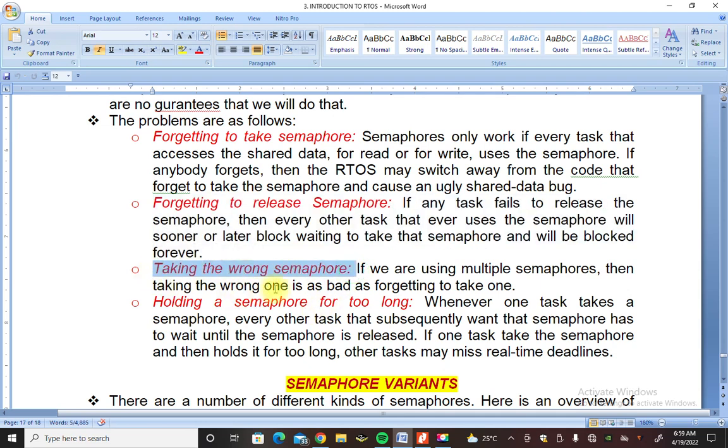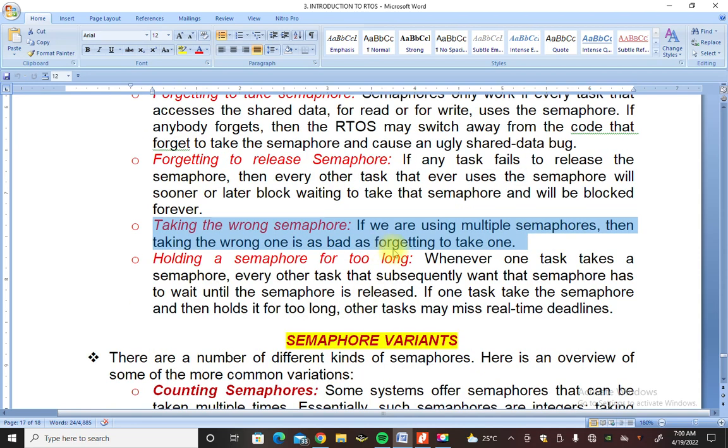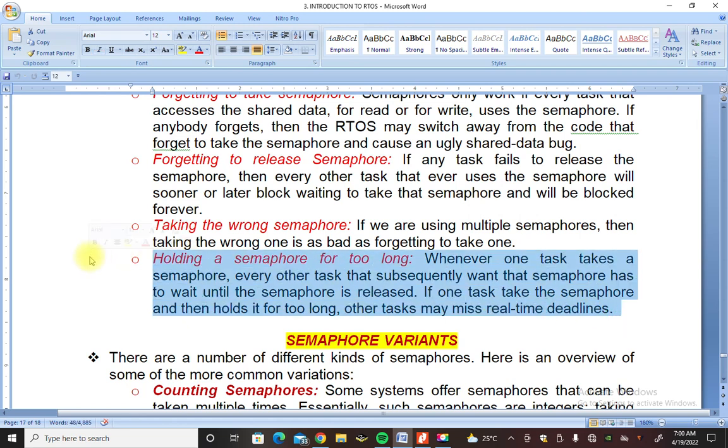Taking the wrong semaphore, if we are using multiple semaphores, is also as bad as forgetting to take the one. Holding the semaphore for too long is another problem. Whenever one task takes the semaphore, every other task that subsequently waits for that semaphore has to wait until it is released. If one task takes the semaphore and holds it for too long, other tasks may miss their real-time deadlines.